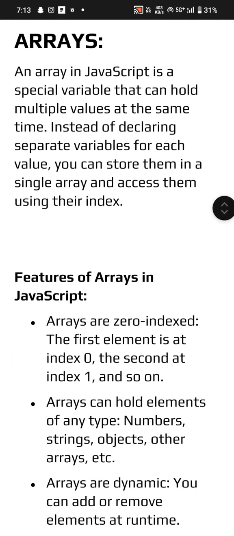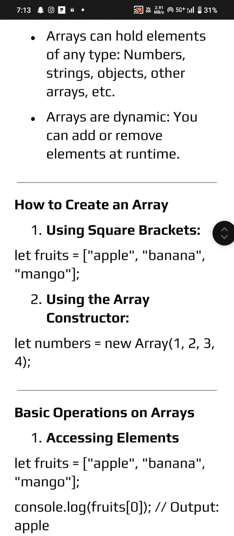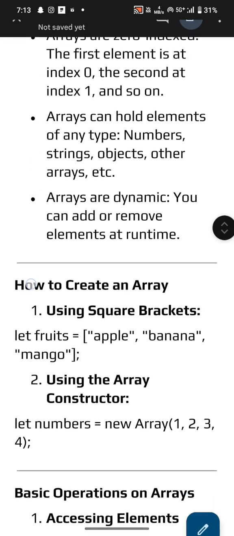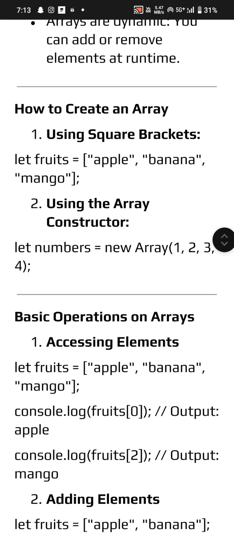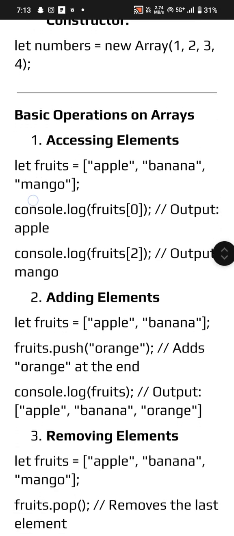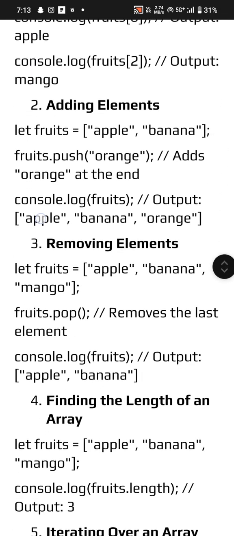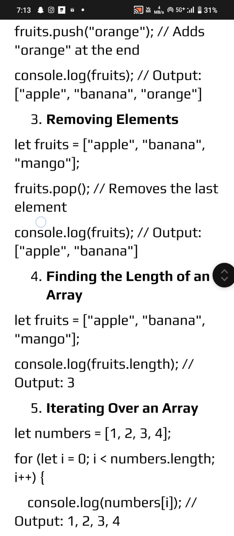Arrays. An array in JavaScript is a special variable that holds multiple values in one place. Arrays are zero-indexed, meaning the first element starts at position 0. For example, let fruits equals an array. You can add elements dynamically using push or remove them using pop. Arrays can store any data type, making them incredibly versatile. Want to loop through the values? Use a for loop or other iteration methods to make it easy.